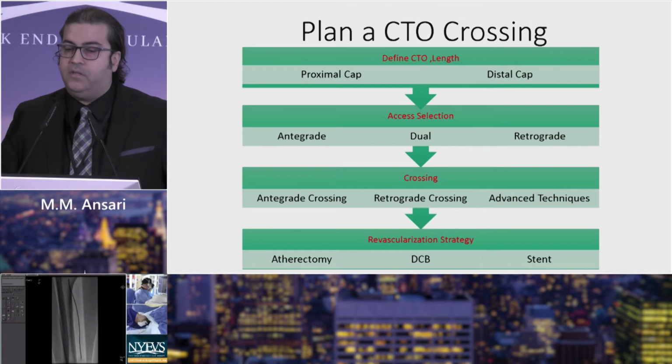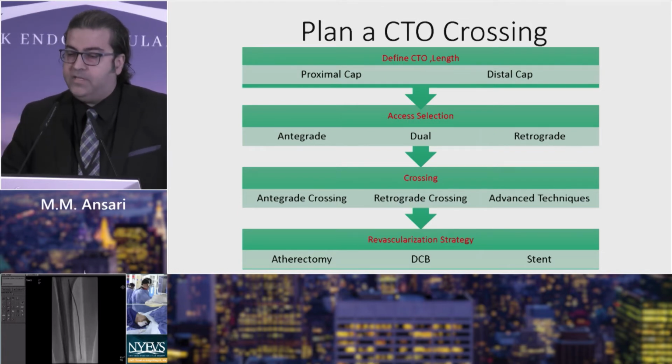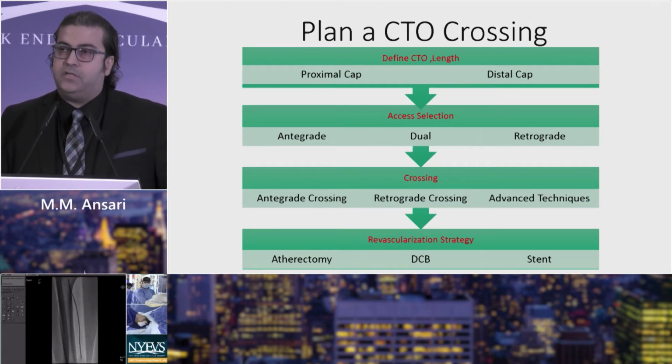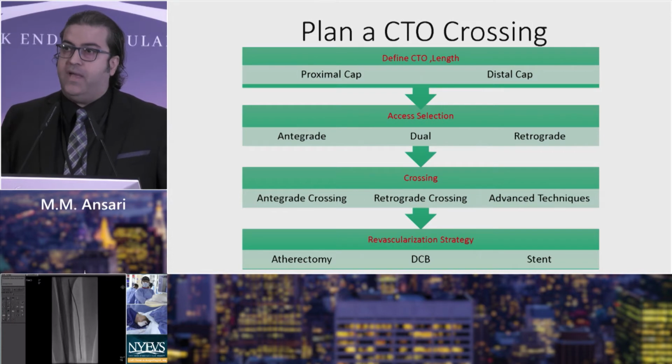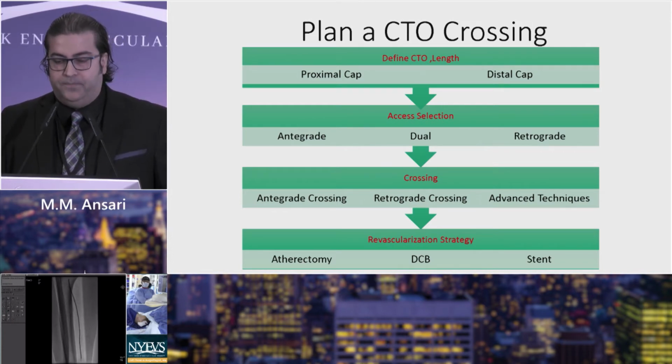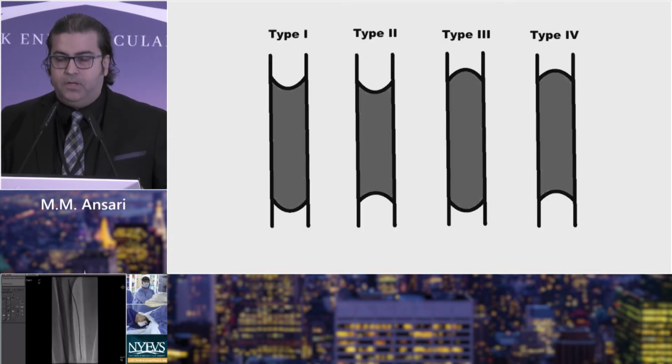This was the algorithm they came up with: define the CTO length first, then access selection, which is extremely important: antegrade versus retrograde versus dual. We saw that 95% of cases in the registry that had initial failure had failed on the second retrograde attempt due to the access issue. So access is very important in the algorithm for crossing these. It also depends on the revascularization strategy, because the question is, does atherectomy help or not? And we'll talk about it.